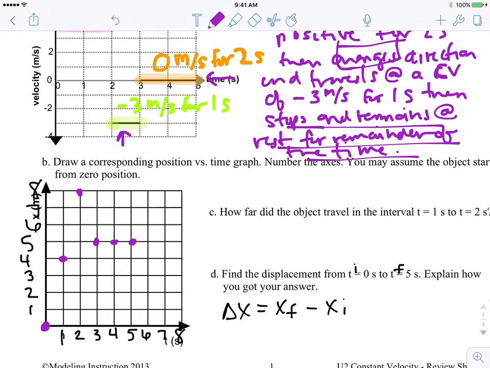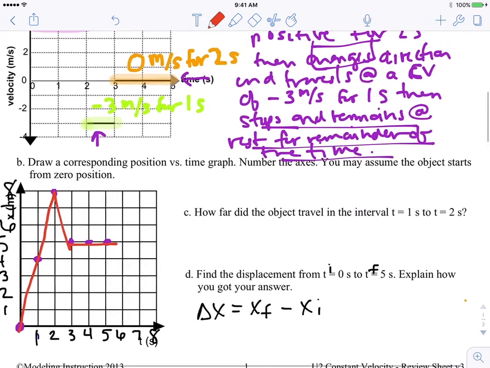So 0 to 1 second, 4 meters. 1 to 2 seconds, another 4 meters. 2 to 3 seconds, -3 meters. So it's going back, so it's going to 5 meters. And then it stays there for the remainder of the time. So let me just draw that line out. Sorry, it's not perfect.